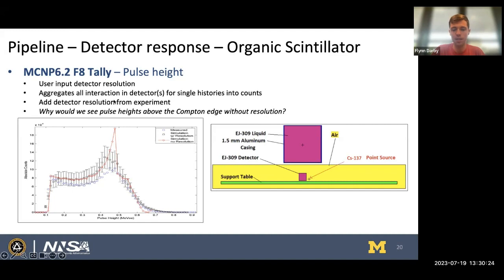The F8 tally here, what it does is it takes these radiation interactions, which are in an organic scintillator majority Compton scattering. We see the Compton scattering curve in several different distributions. We see our measured distribution in blue, so that's what we would assume is the ground truth. The simulation with resolution and the simulation without resolution. So MCNP with the F8 tally can almost directly model the detector response without resolution.